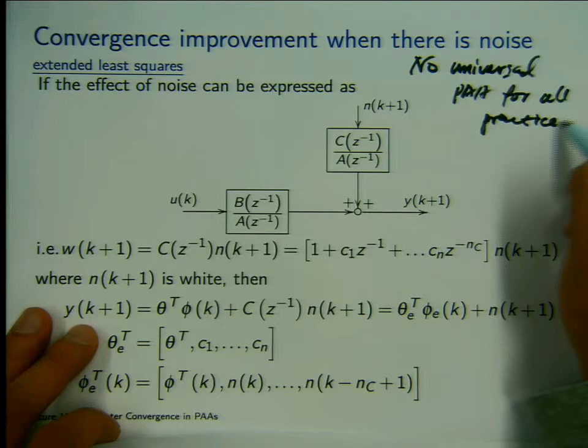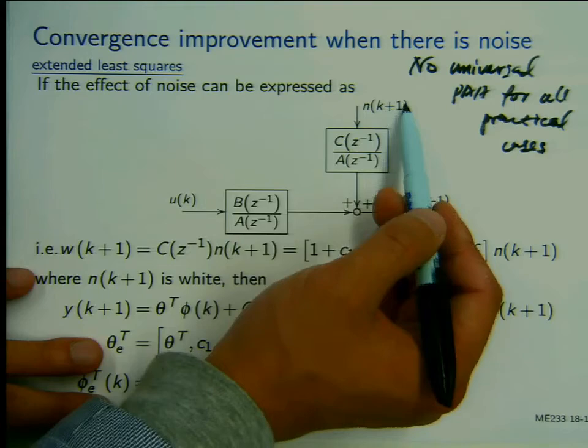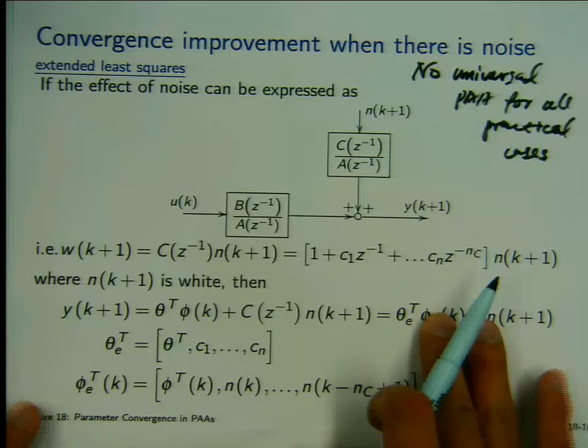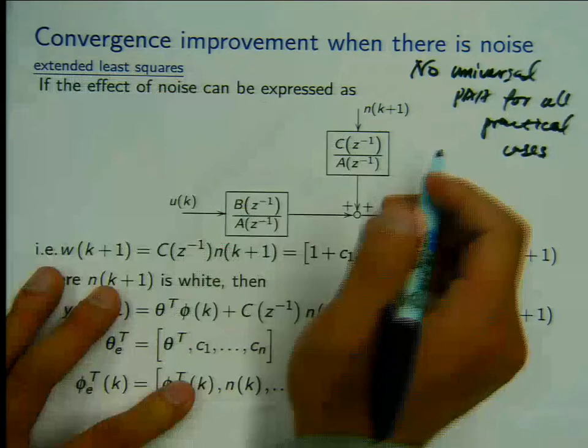The workout is for different noise structures, for different noise dynamics. Different people constructed different PAAs that can give us better result in this particular noise structure. And this is what we're going to talk about as the first improvement. So this is called least squares, but it's extended least squares. So the idea looks like is as follows.